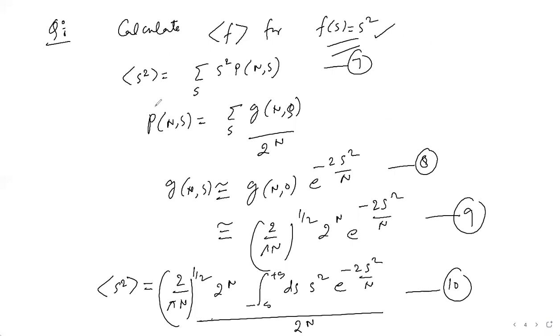f(s²) – the average of s² has to be found with respect to P(n,s). And what is P(n,s)? We constructed P(n,s) as g(n,s) divided by 2 to the power n. Now g(n,s), what is it? In the limit of n much greater than one, g(n,s) goes like exponential of minus 2s² by n.